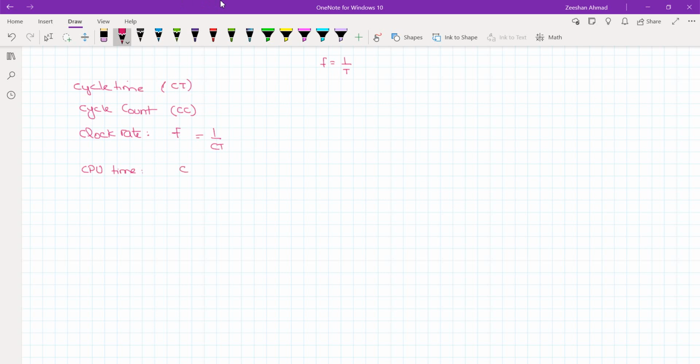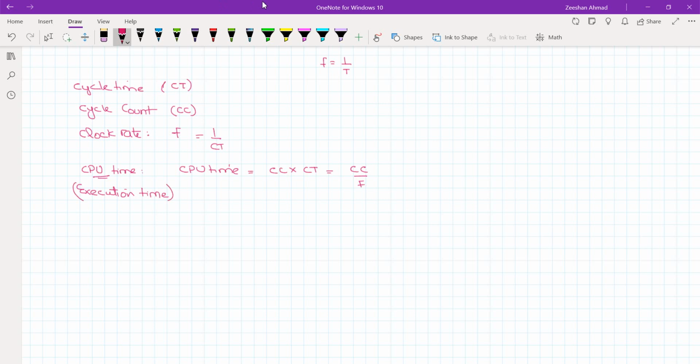So CPU time is basically equal to the cycle count multiplied by the cycle time. I can also rewrite it as the cycle count divided by the clock rate. Depending upon whatever information we are provided, we can use that one. The CPU time is also called the execution time, so depending upon the terminology used in the question, you can change it. Instead of CPU time you can call it the execution time.